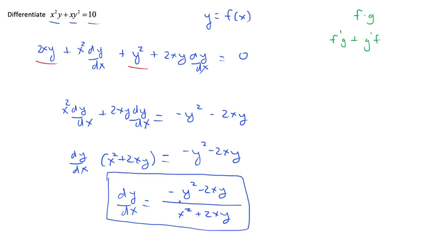Notice that our answer does have x's and y's in it, which is fine. Remember, if we graph this, remember what the derivative does: it gives us the slope of a tangent line at a certain point. So at a certain point x comma y, those are just numbers, so we can just plug those in, and that'll be the slope of the tangent line at any point that is on this graph.